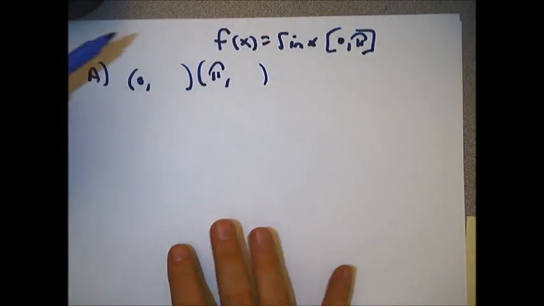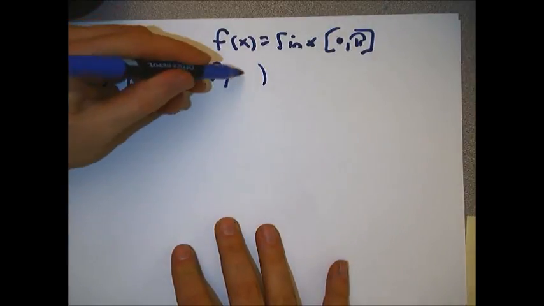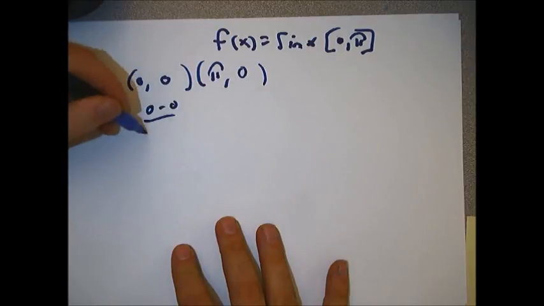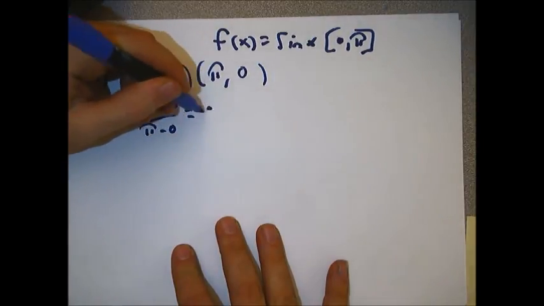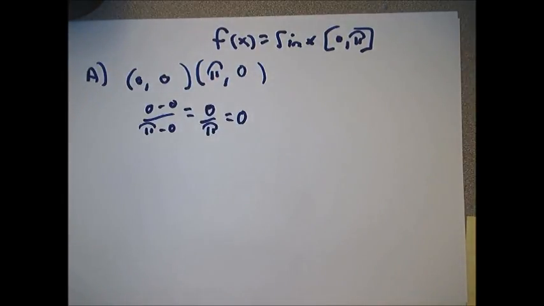If I plug in 0, sine of 0 is 0. If I plug in pi, sine of pi is also 0. So when I find this slope, 0 minus 0 over pi minus 0 is 0 over pi. The average rate of change is 0.